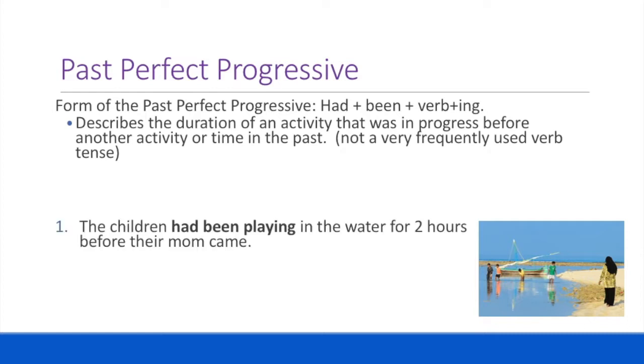Here's an example. The children had been playing in the water for 2 hours before their mom came. So we have had been playing as the past perfect progressive, and we have the duration, for 2 hours. So it's used to show how long they had been playing before their mom came. So the second action in the past is in the simple past.